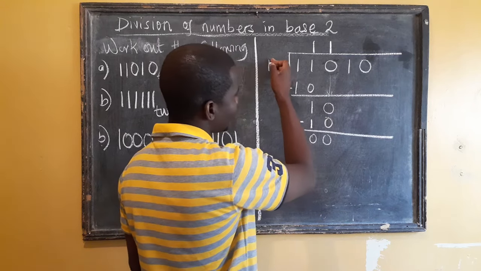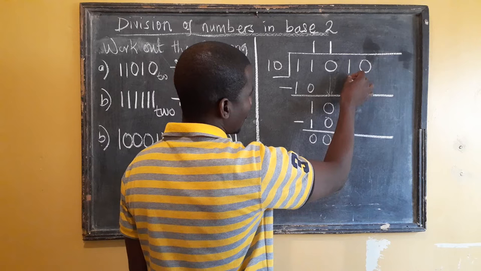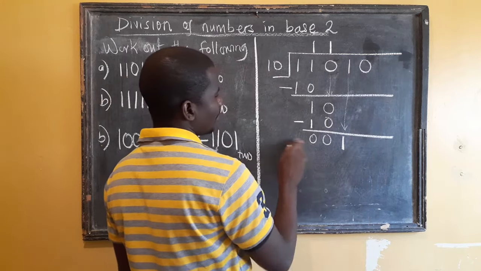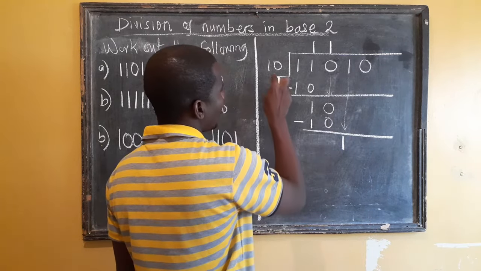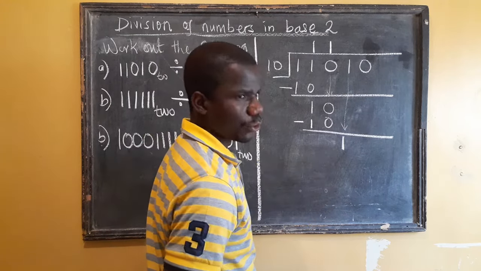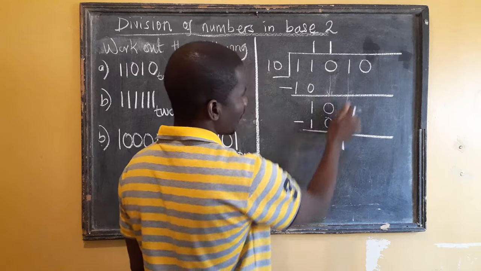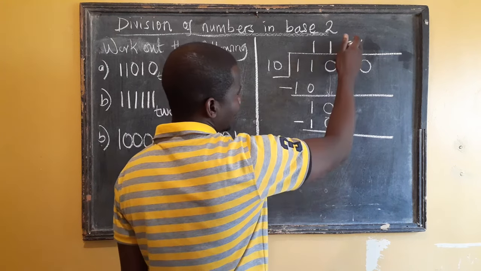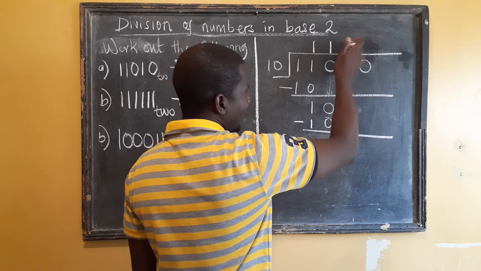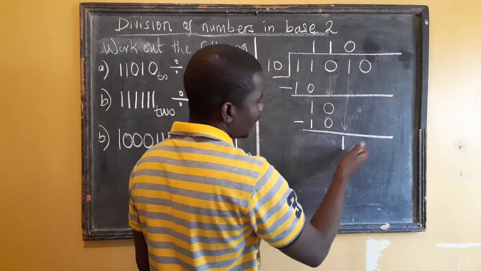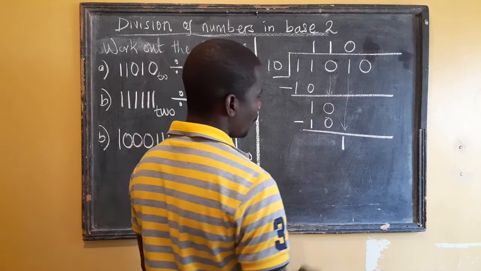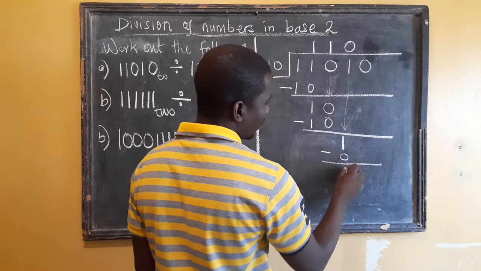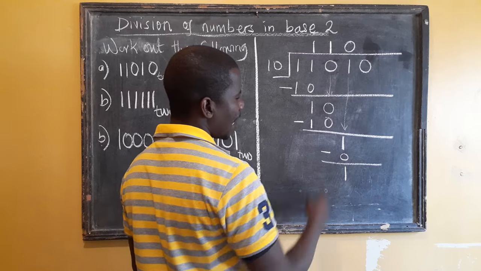So at this point, can this 10 go into 0, 0? No. So we need to drop down this one here. It's coming from the main number there now. So 10, can it go into 1? The answer is no. And since this one is not a remainder from this one, it's coming from the main number, then we're going to put a 0 here. Even if we multiply this 0 by 10, it will be 0. So we can leave it there. Or if you want, we can say 0 multiplied by 10 will be 0. And when you subtract, we still get this one, isn't it? And at this point, it cannot go.